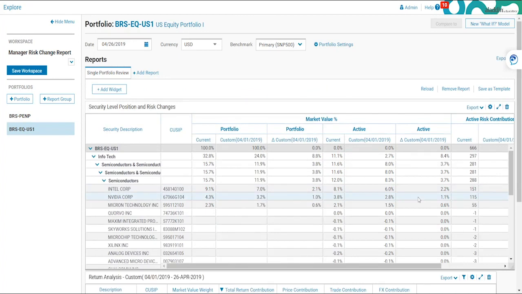Here, I have set up a risk and exposure widget renamed as Security Level Position and Risk Changes, and have sorted it by biggest delta in tracking error from the beginning of the month until now. With this, I can easily see which securities have engendered my tracking error shift.